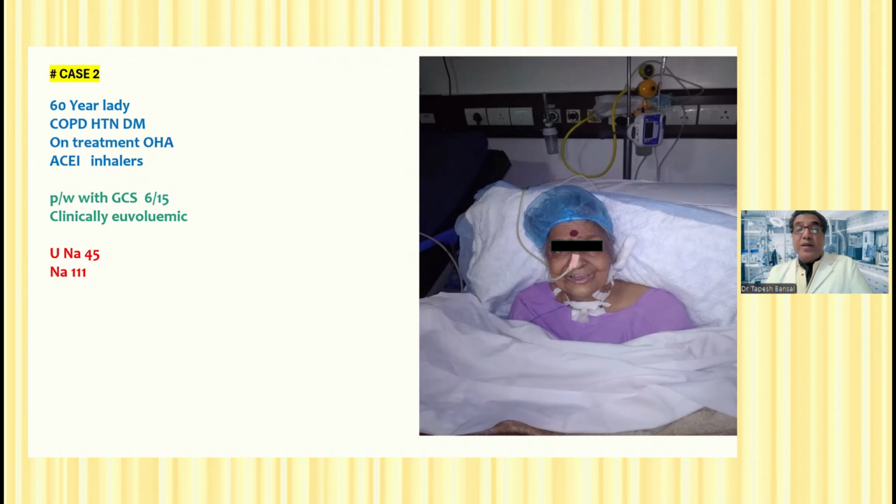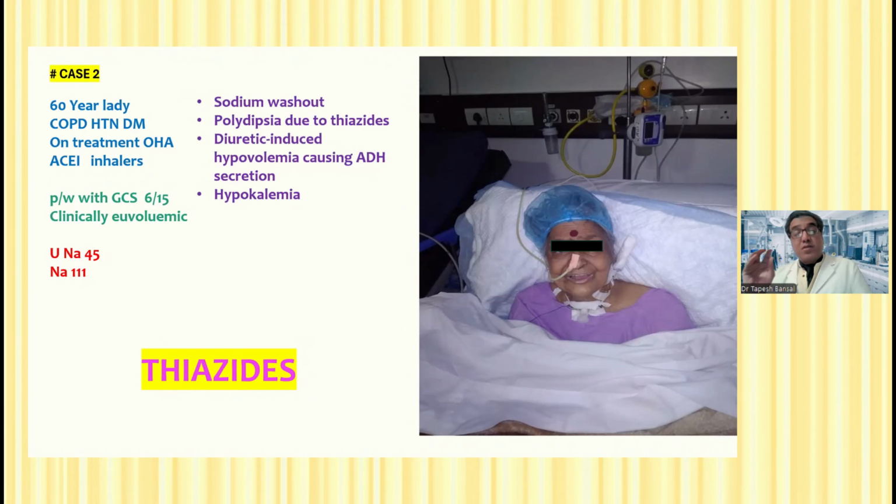So I told you earlier, in elderly ladies having hypertension always think of thiazides. It's very important. This lady was on thiazides. She was on ACE inhibitors, but ACE inhibitors are often combined with thiazides. So the answer here is thiazides. Now, what is the mechanism for thiazide-induced hyponatremia? It is very interesting. Thiazides lead to sodium washout, and there's polydipsia due to thiazides. Thiazides per se cause polydipsia. By acting centrally, these patients tend to drink more water.